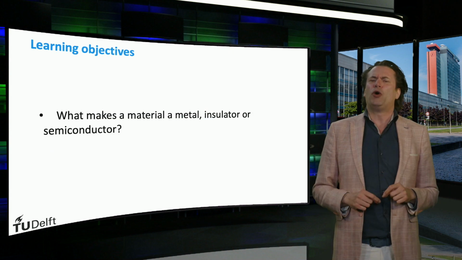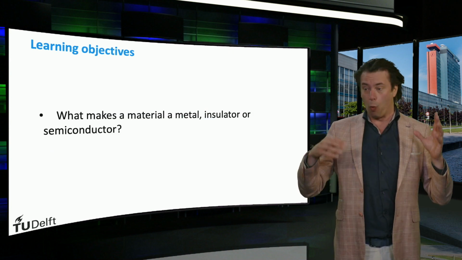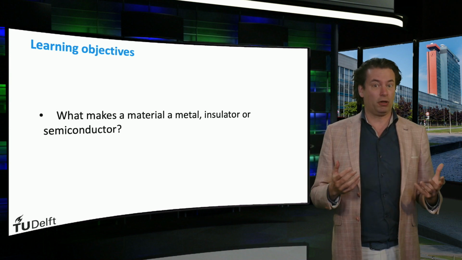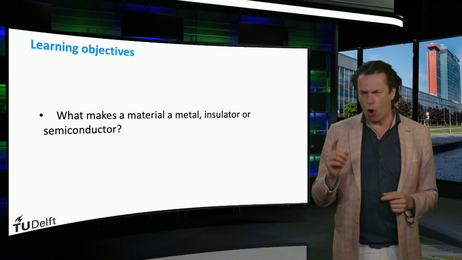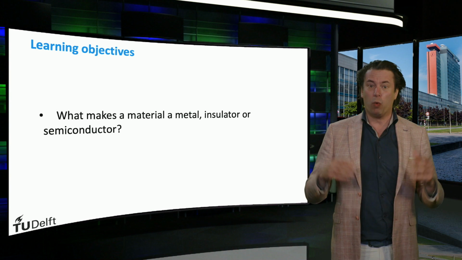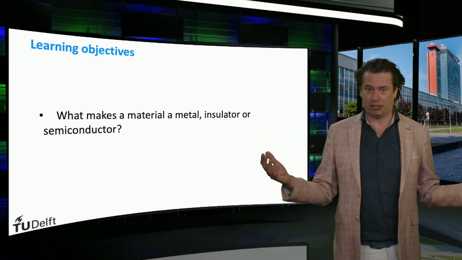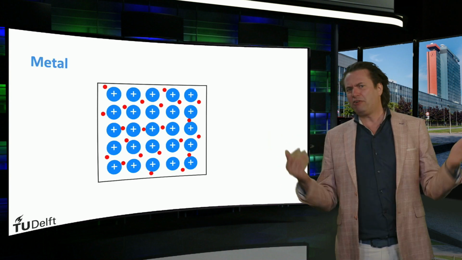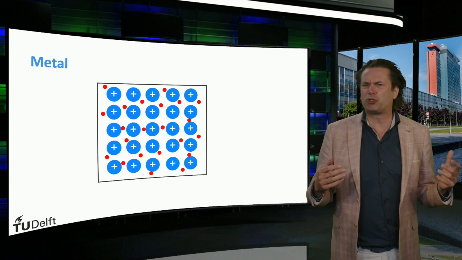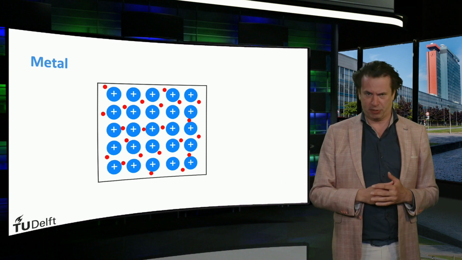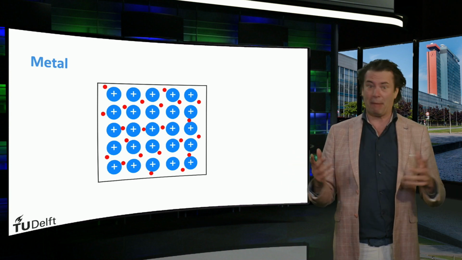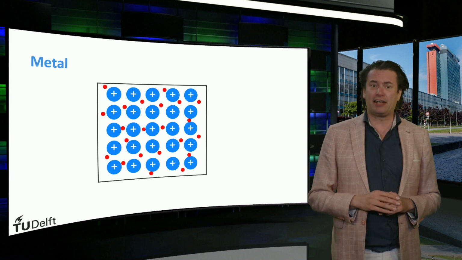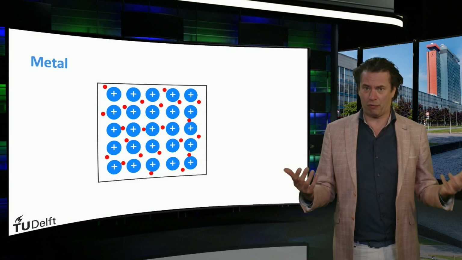Let's start with answering the question, what makes a material a metal, an insulator, or a semiconductor? What is a semiconductor material? Materials can be categorized in terms of their electrical properties. Let's consider metals. We know that metals can conduct electricity very well.